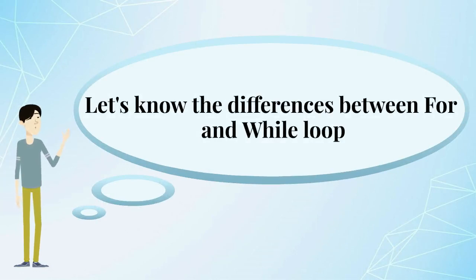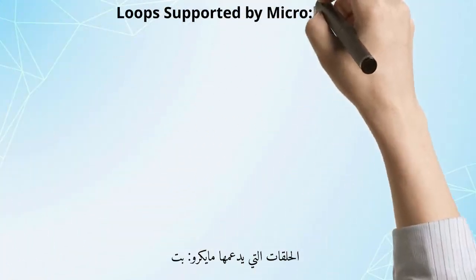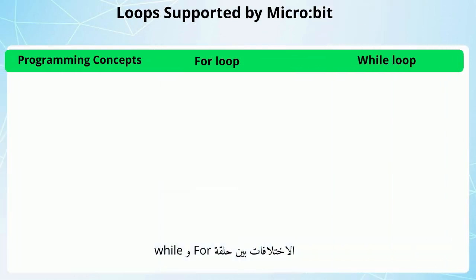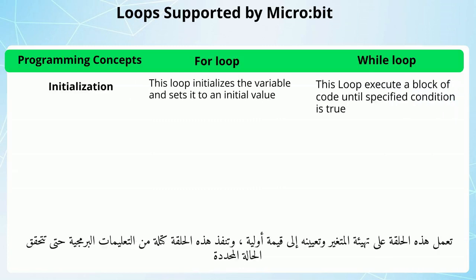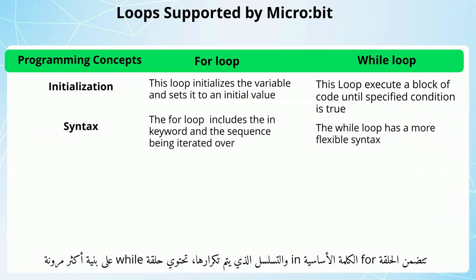Let's learn the differences between for and while loops. Loops supported by micro:bit. Initialization: a for loop initializes the variable and sets it to an initial value, whereas a while loop executes a block of code until the specified condition is true. The syntax of a for loop includes the in keyword and the sequence being iterated over, but the while loop has a more flexible syntax.